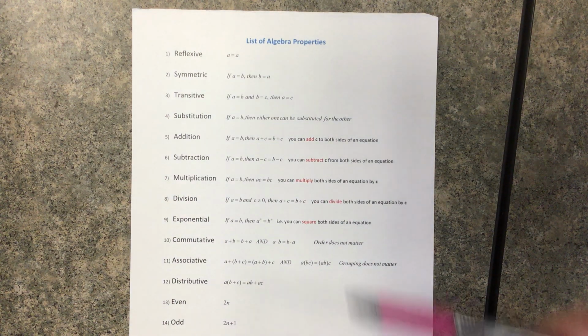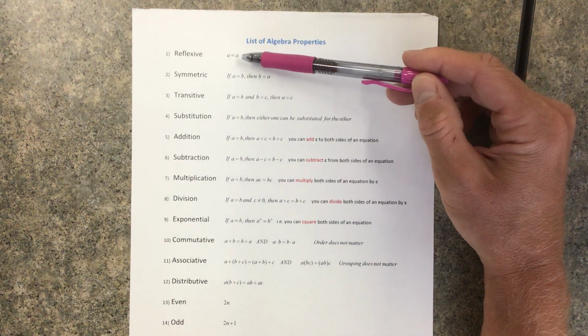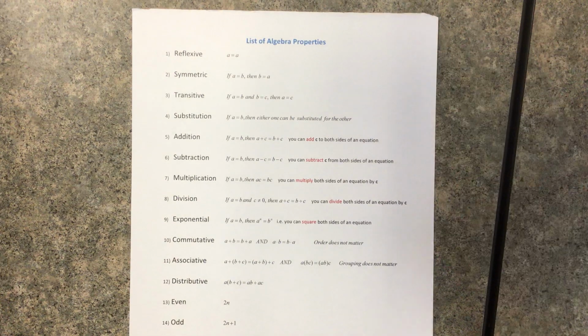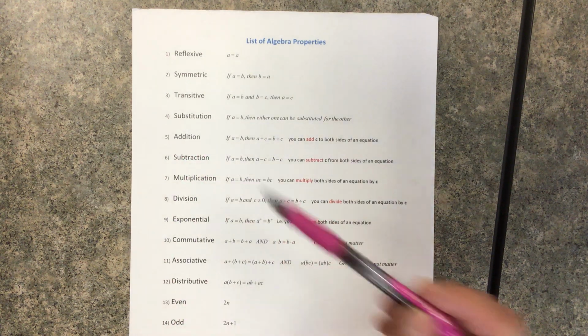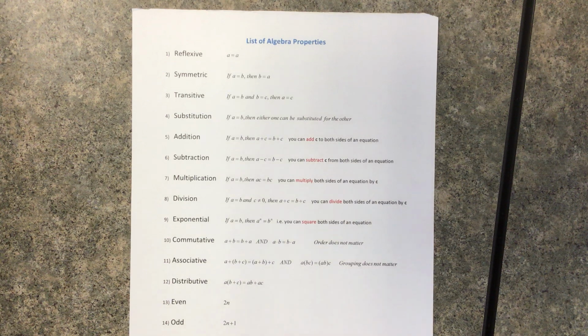So we have a reflexive property, which is to say that A equals A. We might use it in geometry to say that two angles are equal or two line segments have the same length. We also know that we have symmetry in the world, right? So in an algebra sense, to say something is symmetric is to say that if A equals B, then of course B also equals A.